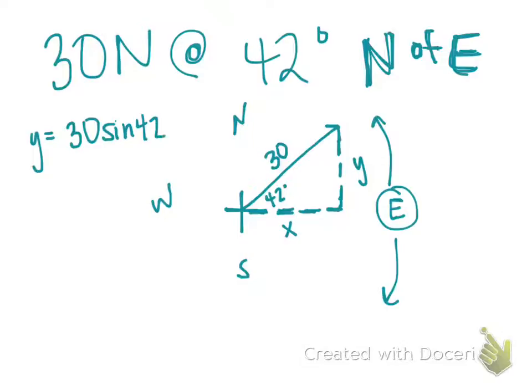Do you remember that notation? That's how we write that. It just takes out one step. If you wrote it out the long way, it would look like this: sine of 42 equals y over 30. All we're doing is multiplying those together ahead of time. Make sure your calculator is in degrees, not radians.